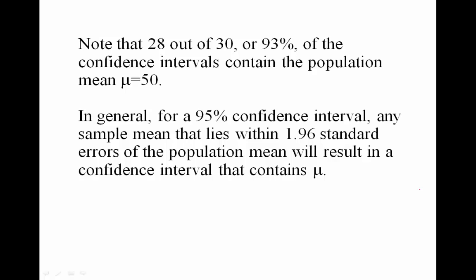In general, for a 95% confidence interval, any sample mean that lies within 1.96 standard errors of the population mean will result in a confidence interval that contains mu. And remember, standard error is the standard deviation for your distribution of the means. The standard error is that value where we take the standard deviation of the population divided by the square root of the sample size.